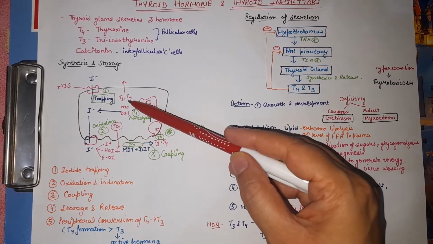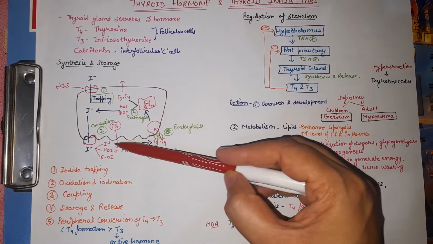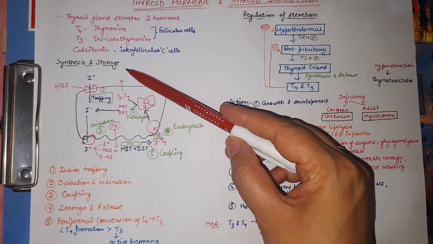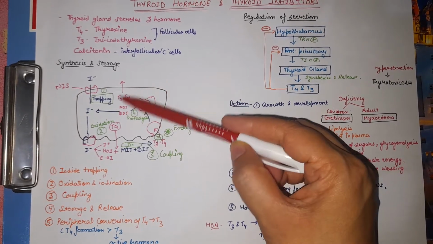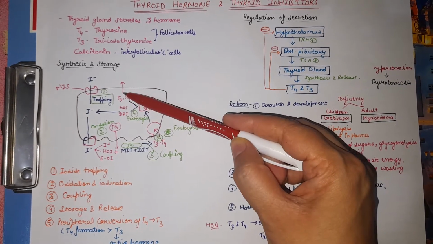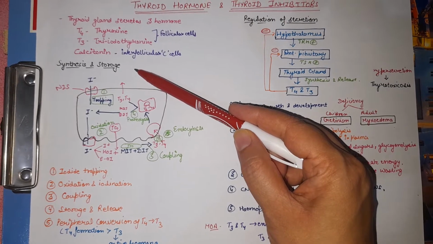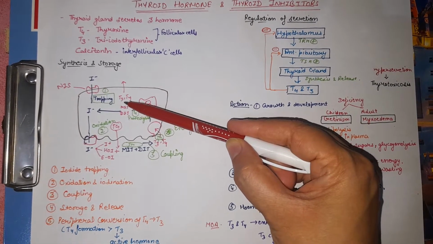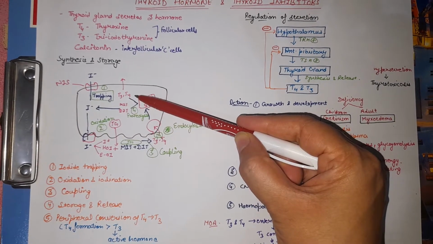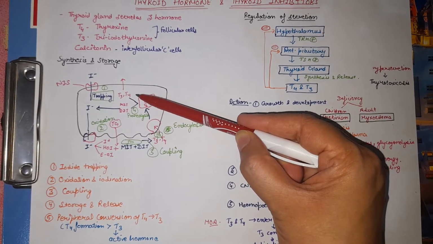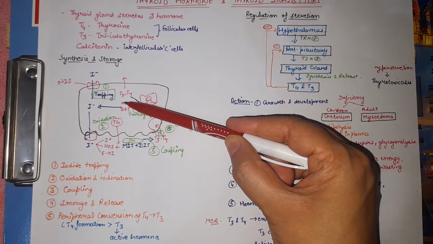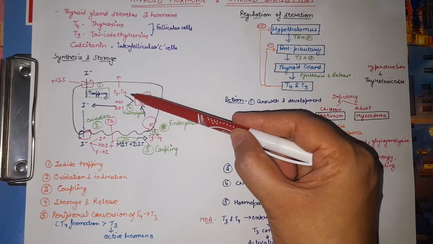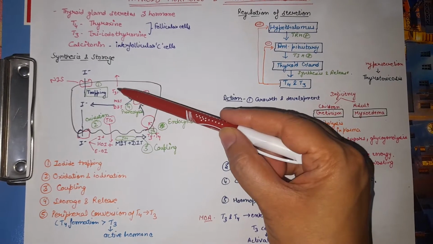Next, when T3 and T4 are released from the follicular cell, they also get released into the plasma. They go to the plasma by the process of diffusion, and at the peripheral site T4 will be converted into T3. T4, the thyroxine hormone, is formed in higher concentration than the T3 hormone, and the T3 hormone is the more active form than T4.